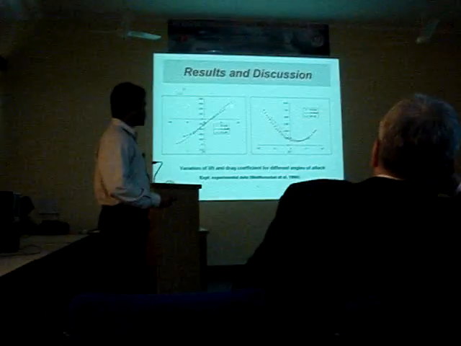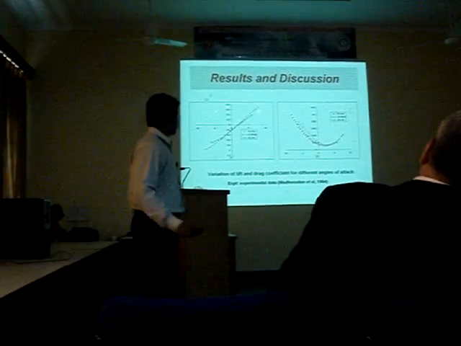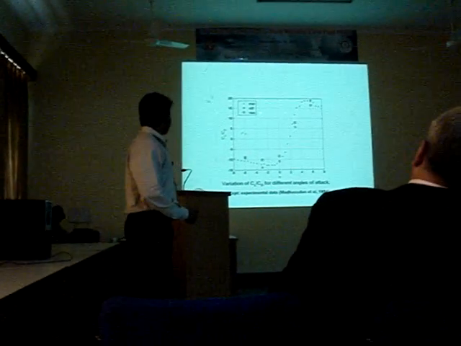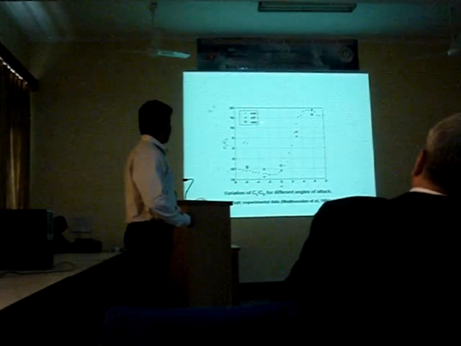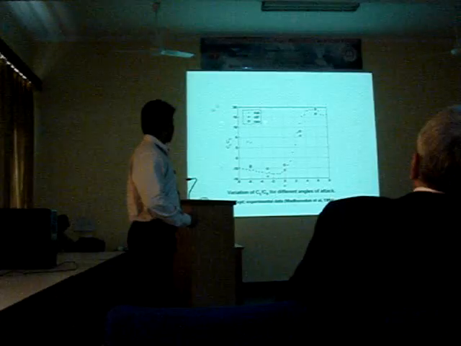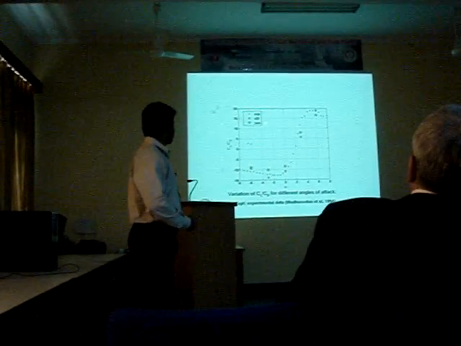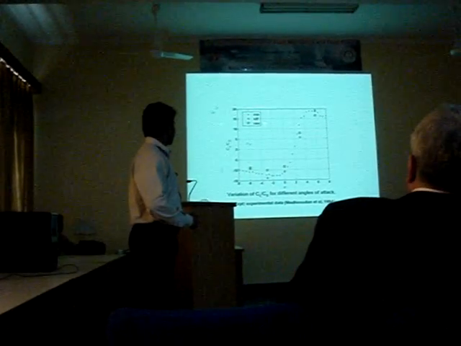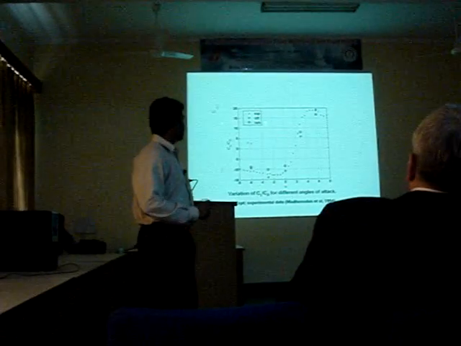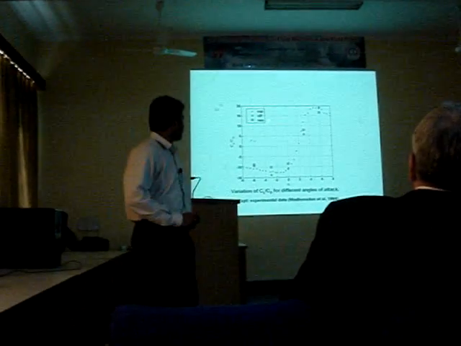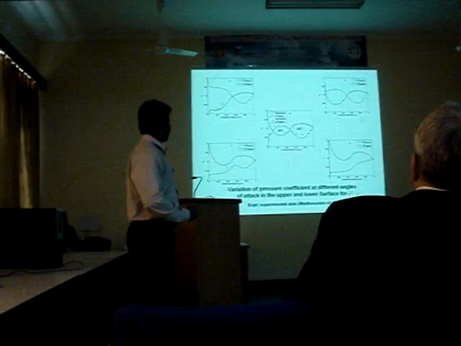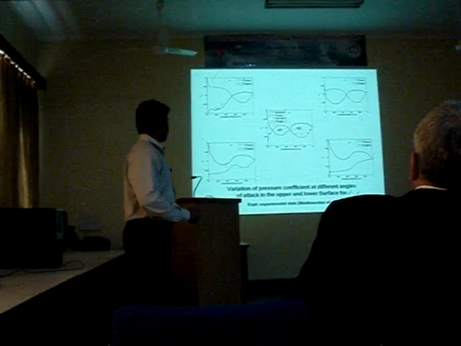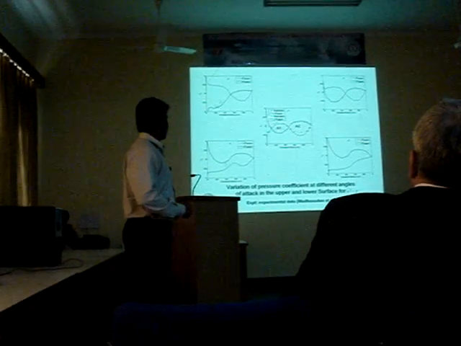We can see in the flow features why the drag is more at negative angle of attack. Then this is the variation of CL/CD at different angles of attack. You can see there are two peaks, one at positive angle of attack and another at negative angle of attack. From this we can conclude that this S blade is suitable for a fully reversible pump turbine. This is the CP distribution at different angles of attack, using the v2-f model.